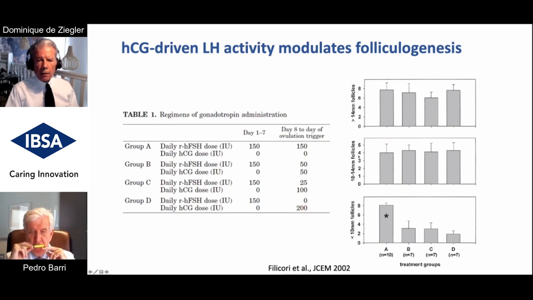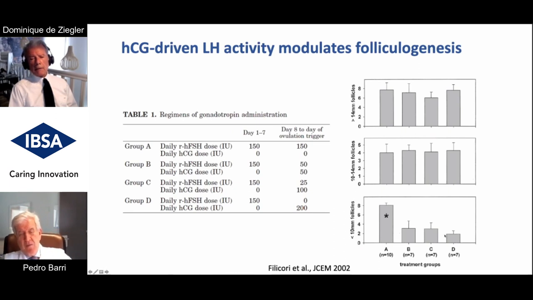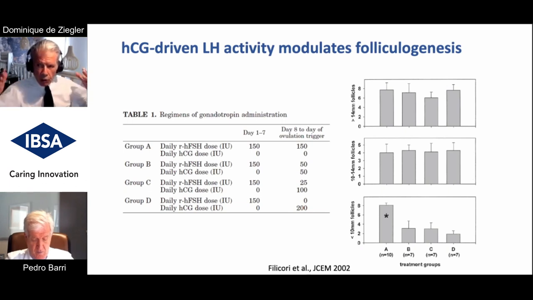No difference either in the 10 to 14 millimeter follicles. But there is a marked difference in the number of small follicles. This is FSH. And when you substitute FSH for hCG, then there is a lower amount of the small follicles, which is the follicle you don't want, because those are the follicles that give you the hyperstimulation.